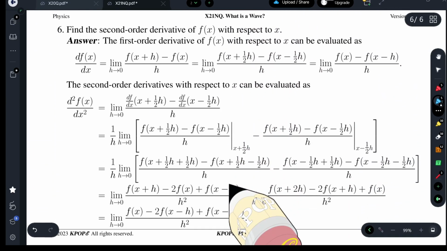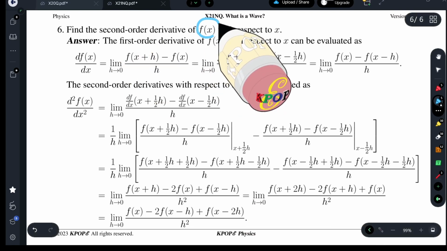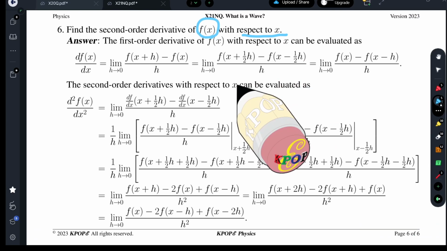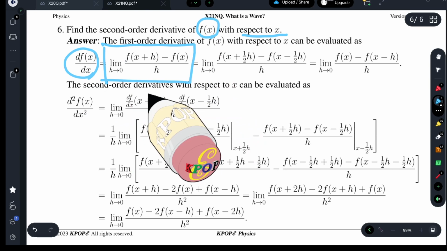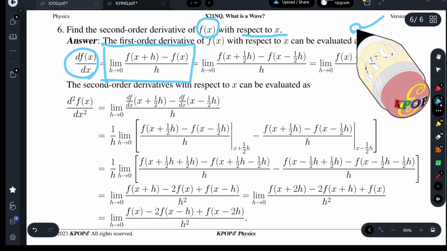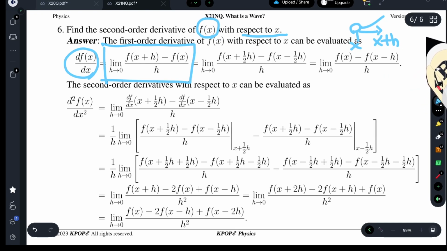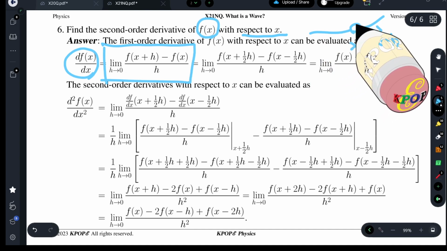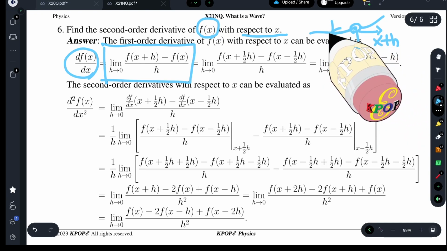Finally, we arrive at problem 6. Find the second order derivative of f of x with respect to x from the definition of the derivative. The first order derivative is normally defined like that, using the forward difference at x and x plus h, where h is positive. We can also find the derivative by varying this value to less than x, so this is a backward difference.